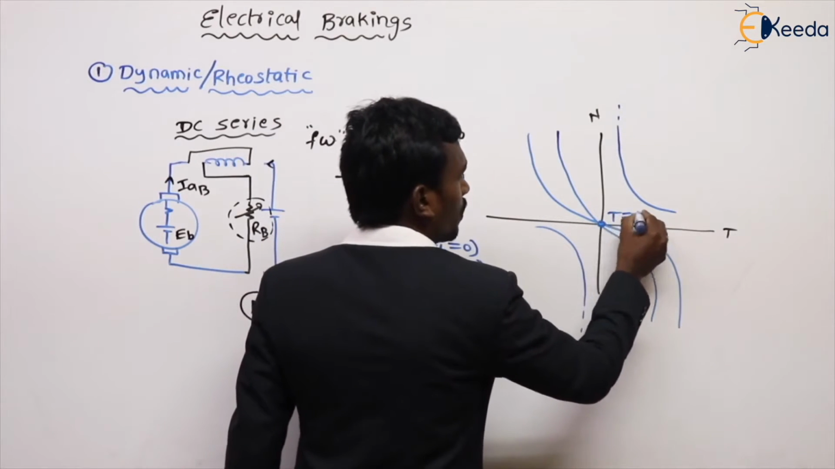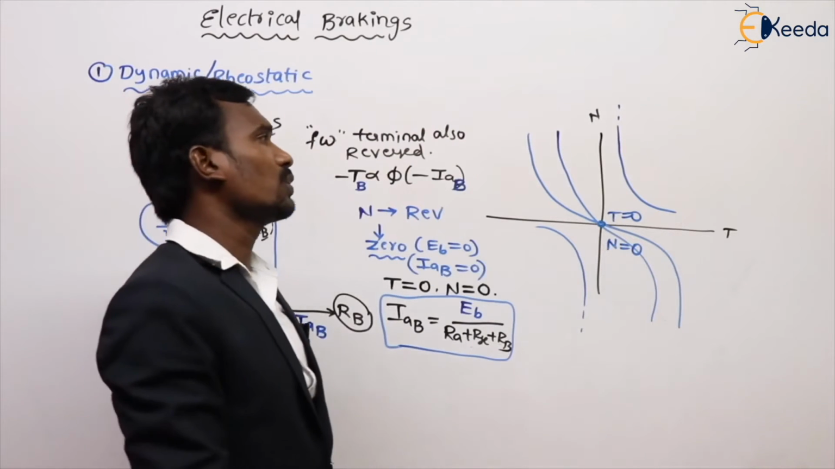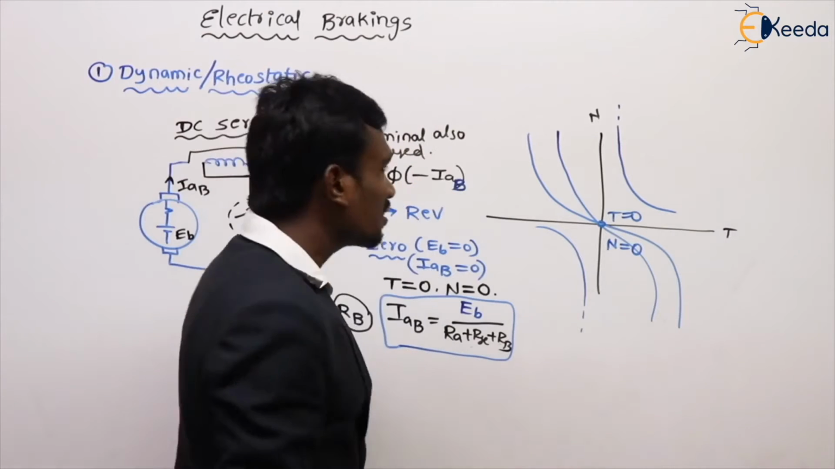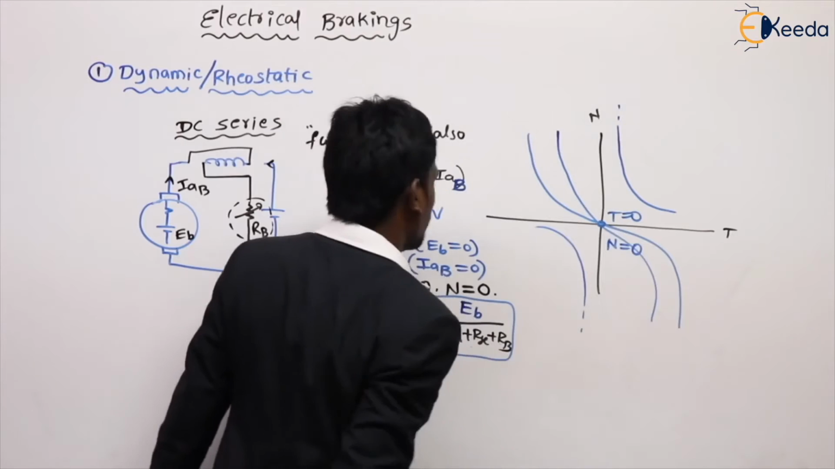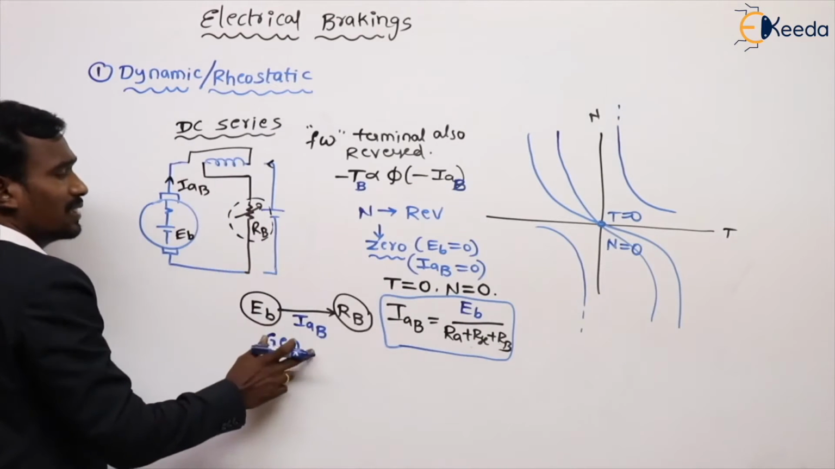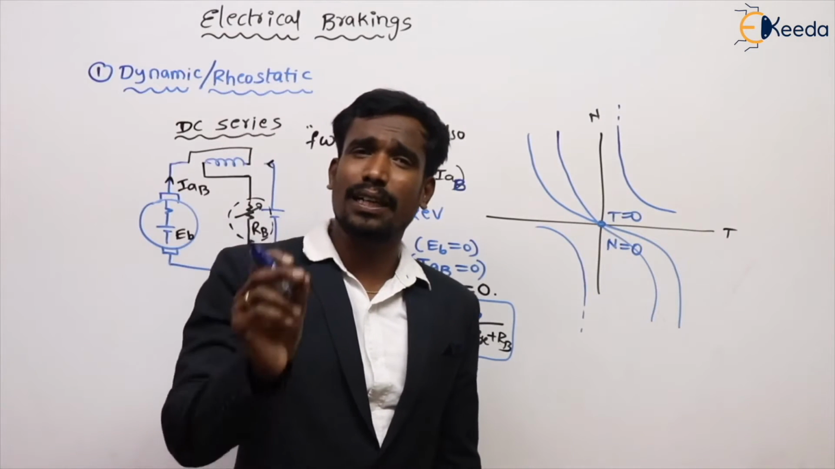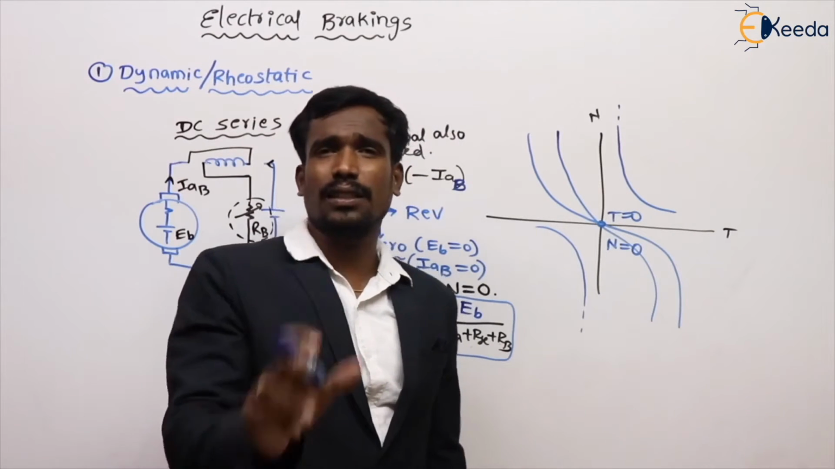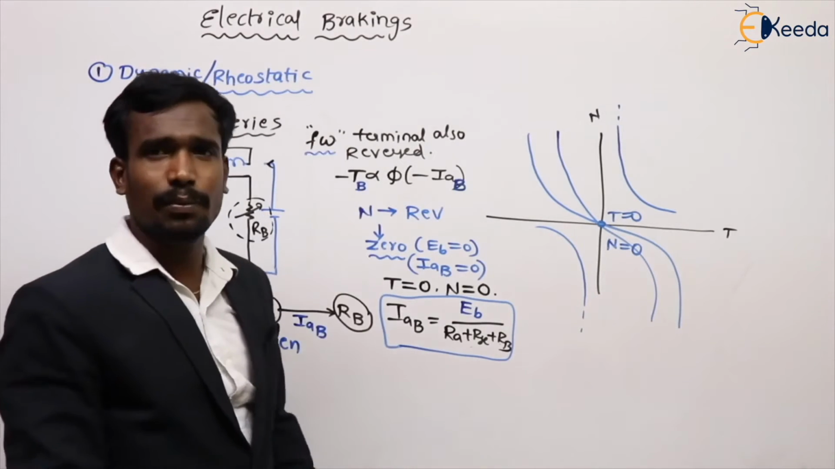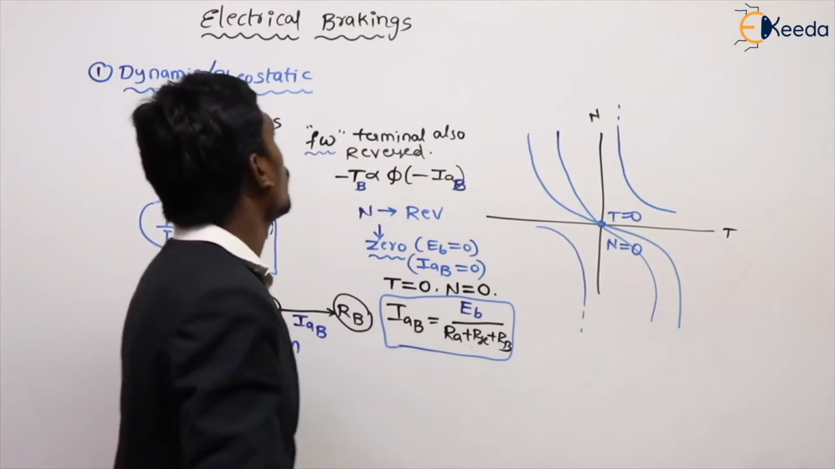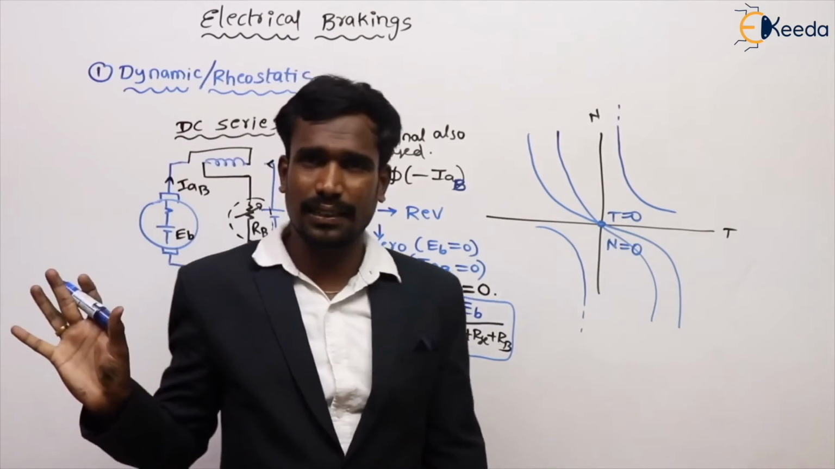Whenever torque is equal to 0, at that condition our speed is also 0. This is generally motoring, reverse motoring, generating, reverse generating. Here the motor acts as a generator. The dynamic braking or rheostatic braking is the same for shunt motor and series motor. Only one difference is that we have to change the field winding terminals. This is simply about dynamic braking or rheostatic braking.